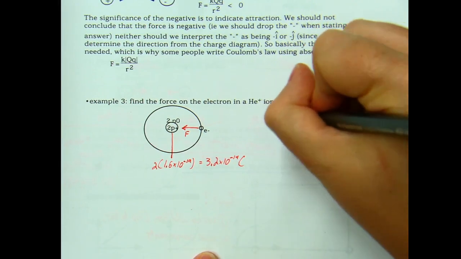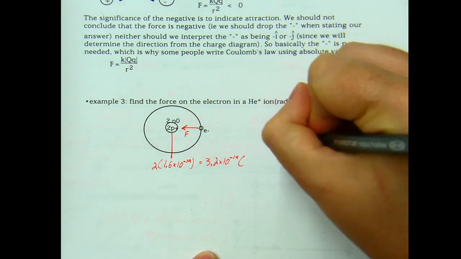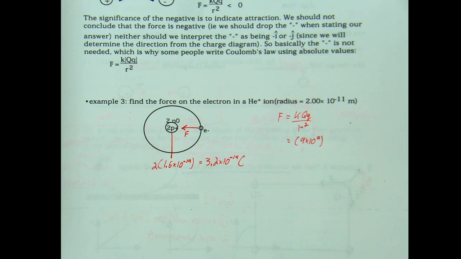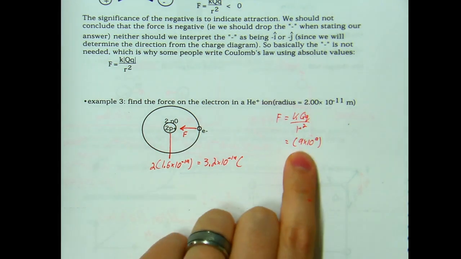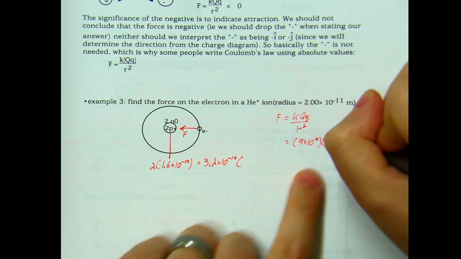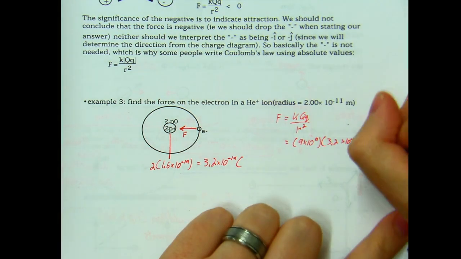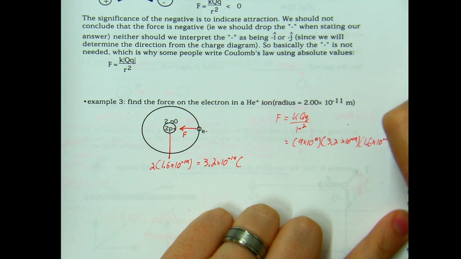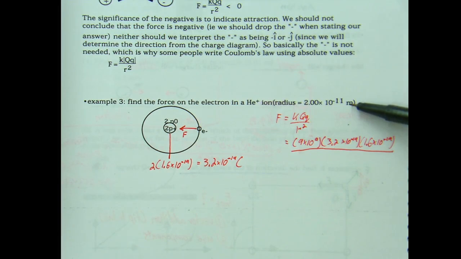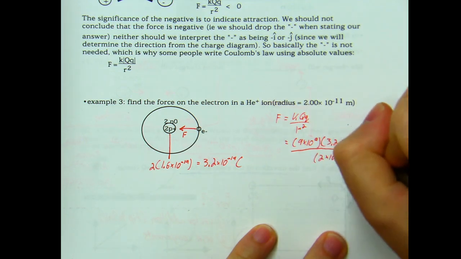So I've got F equals kq1q2 over r squared. k is 9 times 10 to the 9. That's a C, just so we're clear. These are brackets. The charge on the nucleus goes here, 3.2 times 10 to the negative 19. The charge on the electron is 1.6 times 10 to the negative 19. And the radius of the atom we're given is 2 times 10 to the negative 11 meters, so this is going to be 2 times 10 to the negative 11 squared.